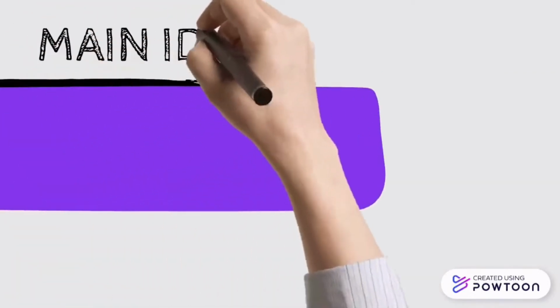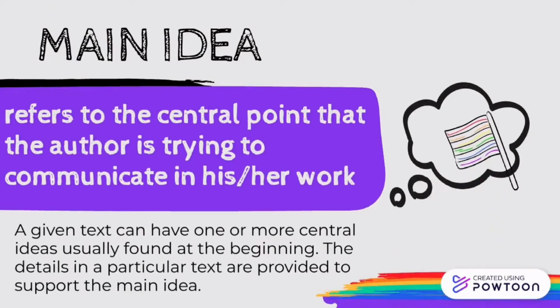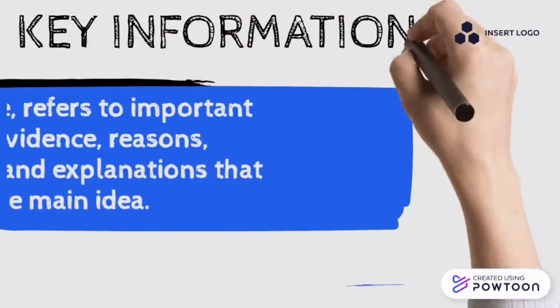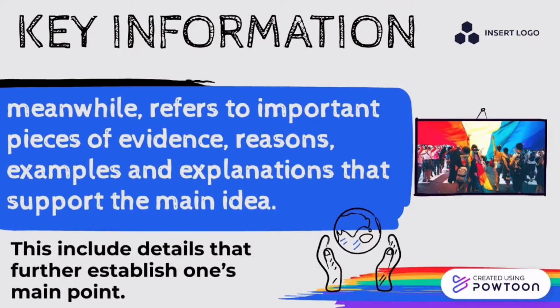The main idea refers to the central point that the author is trying to communicate in his or her work. A given text can have one or more central ideas, usually found at the beginning. The details in a particular text are provided to support the main idea. Key information, meanwhile, refers to important pieces of evidence, reasons, examples, and explanations that support the main idea. This includes details that further establish one's main point.